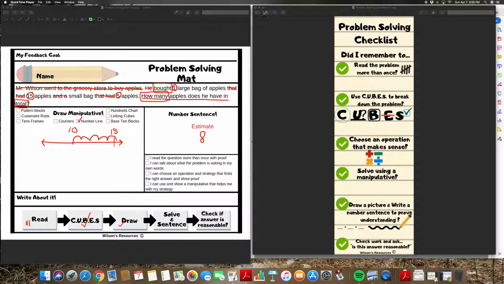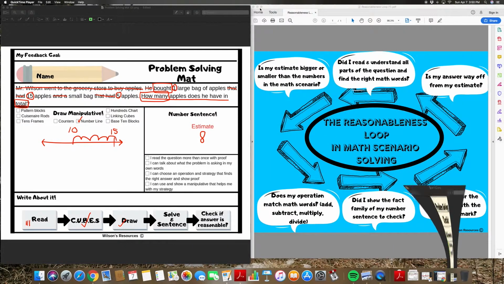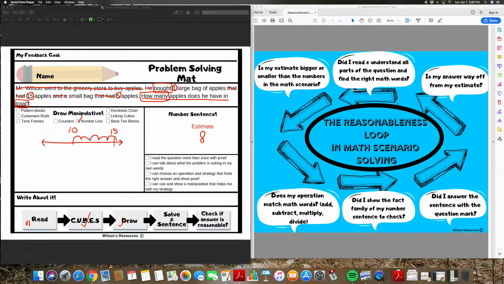So we're going to test to see if what they've done, their answer, is reasonable. I'm going to introduce you to the reasonableness loop that I created. This is just to help you process: is what you did in the problem reasonable? Is it a solved math problem? I'm just going to briefly go through the loop. You can enter at any stage and ask yourself any question and continue on, but I always like to start at the top, where it says, did I read and understand all parts of the question and find the right math words?